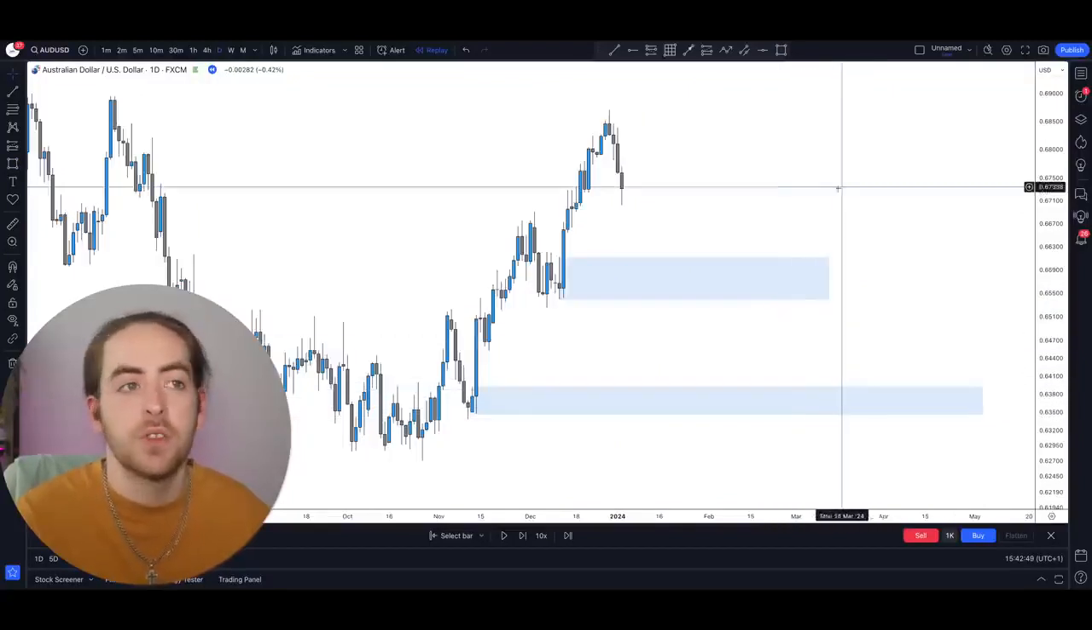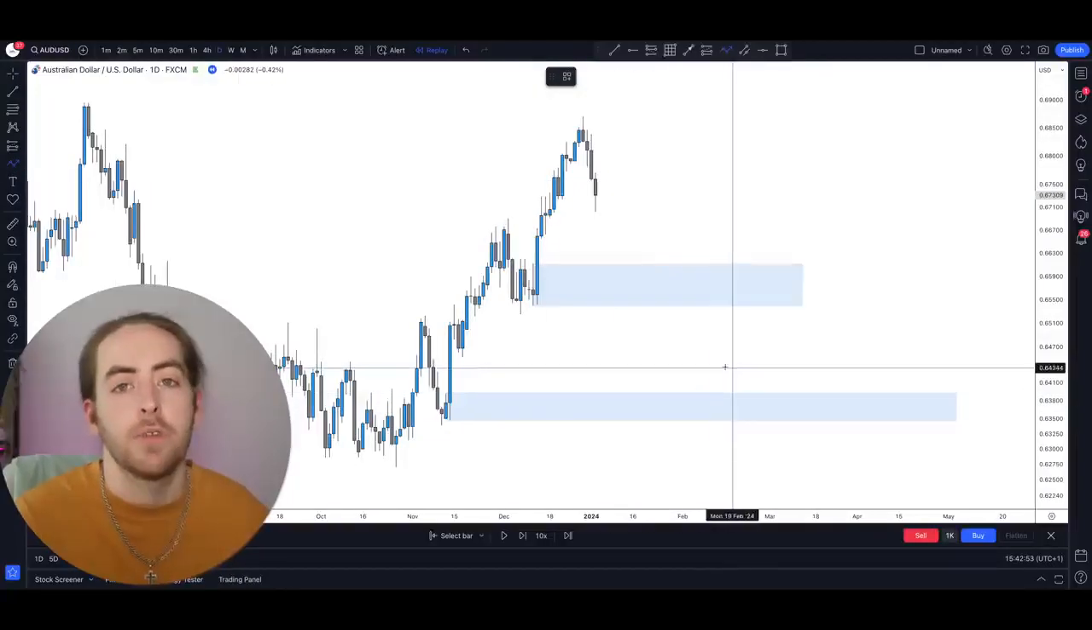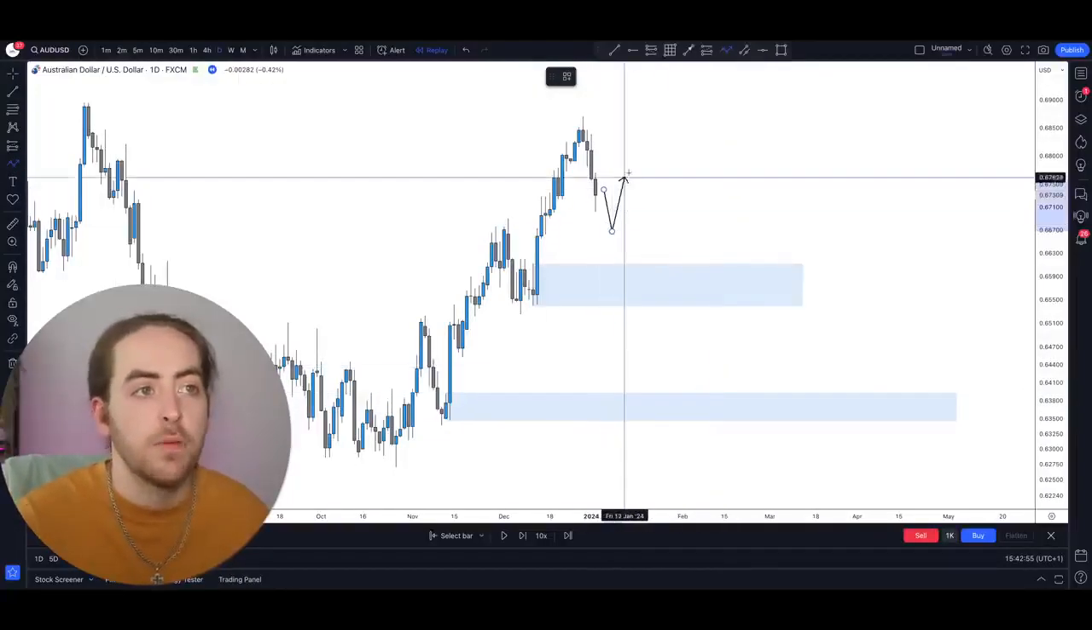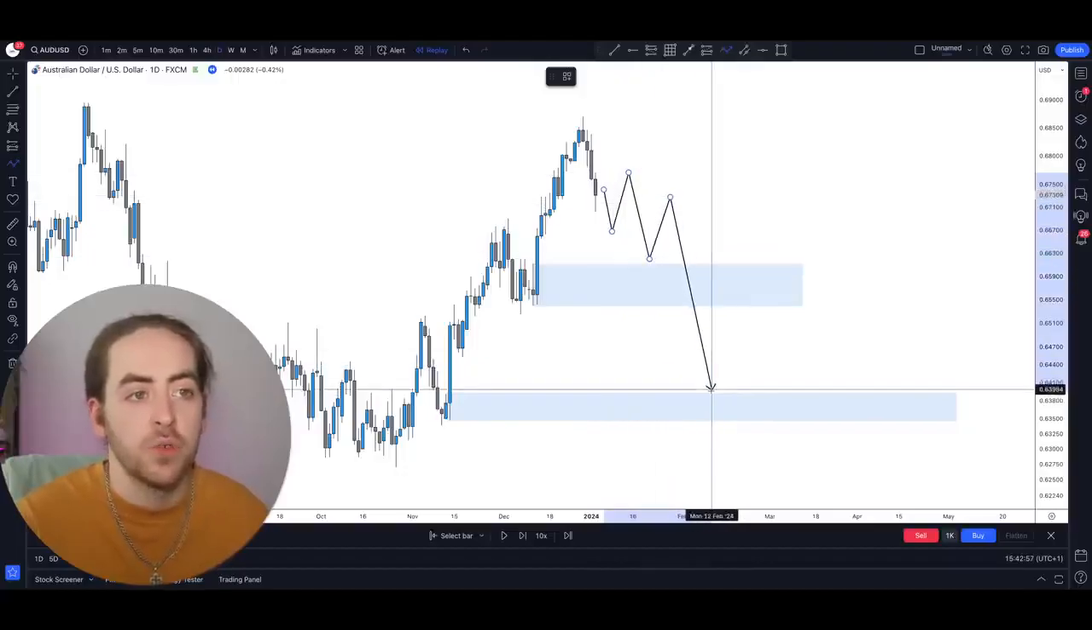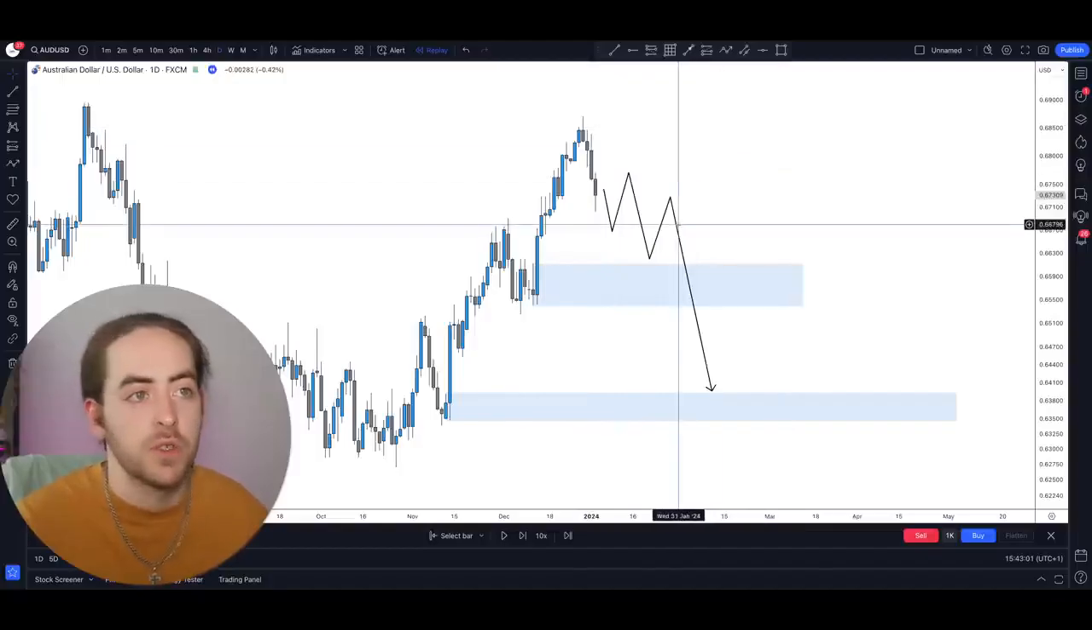Now, this can be used in two ways. First of all, if we know that this is a high probability area for the market to trade into, then we could follow price action down on a short trade towards this area, providing we have additional confluences to do so.